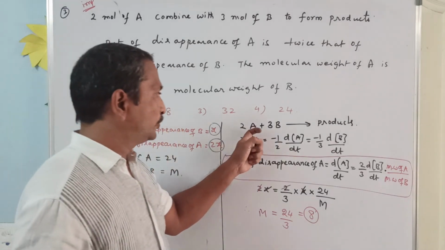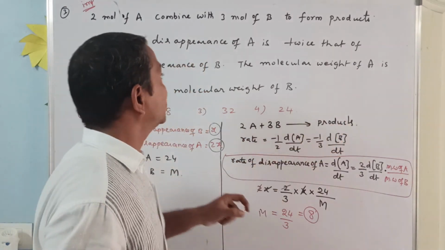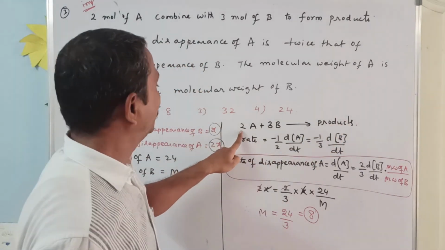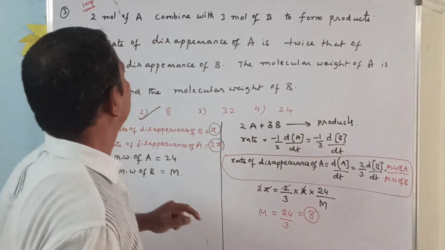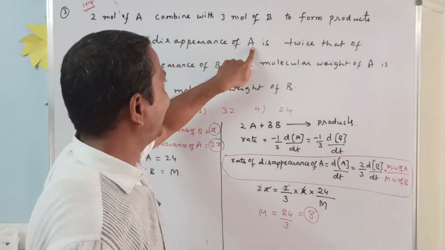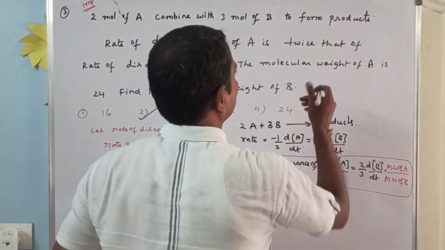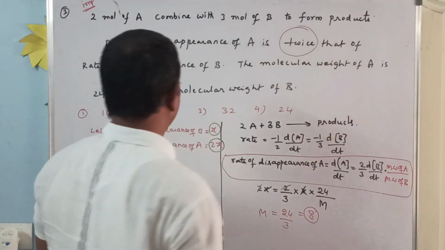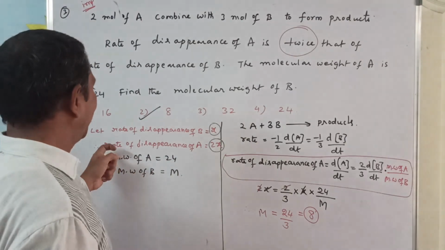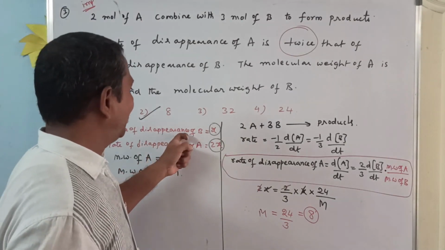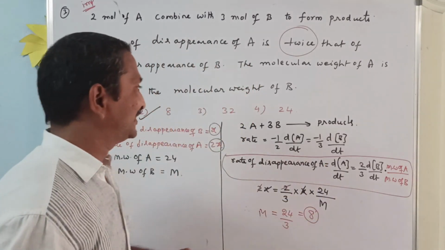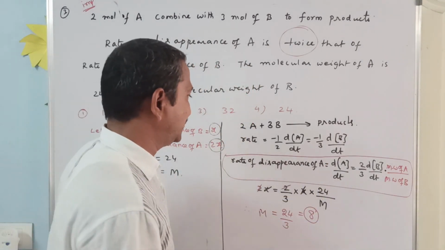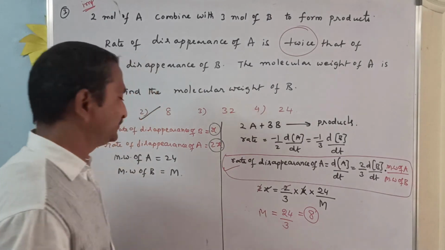Once again, see, 2A plus 3B gives rise to products. Why? 2 moles of A combined with 3 moles of B gives rise to products. Rate of disappearance of A is twice, twice means double. So rate of disappearance of B is x. Therefore rate of disappearance of A is 2x. Okay, this is the formula. See, very important, this formula.